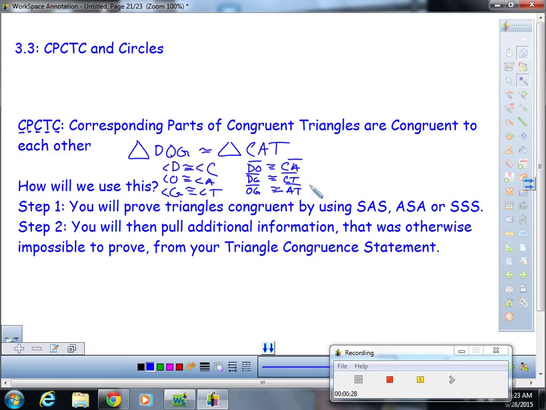If you are able to prove that 2 triangles are congruent, now we are able to pull out all of the pieces and say that the corresponding parts are also congruent. And our reason will be CPCTC. So the first thing you'll do is prove the triangles congruent. This is how we prove triangles congruent. These are our reasons. And then you will pull out the additional information and list CPCTC as your reason. Don't worry, we'll do some examples, okay?